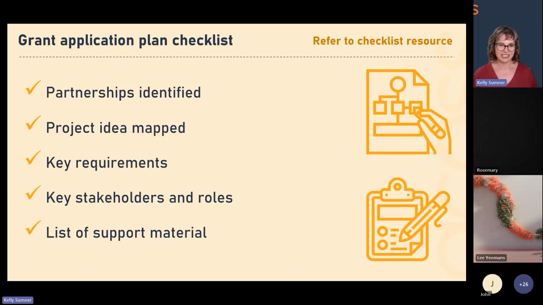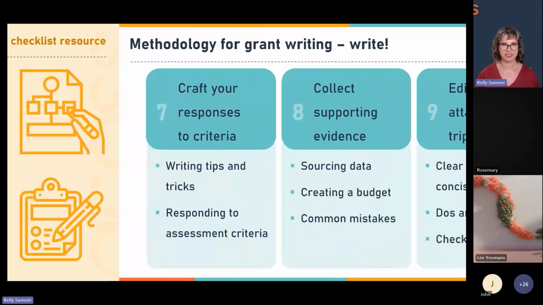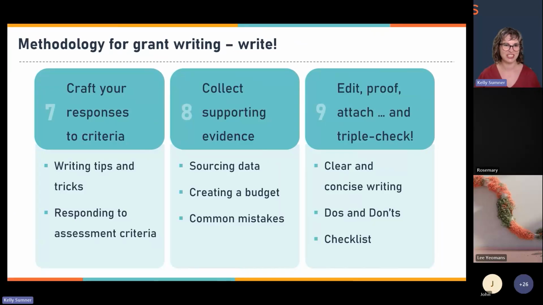All right, so let's get into actually writing your responses to criteria. Now, both the tricky thing and the useful thing in grant applications is there will be very specific questions that you have to answer. So we're going to give you some tips for breaking down the kinds of questions that you're likely to come across and then making sure that you're covering every aspect of them in your responses. We're going to talk through the kinds of supporting evidence that you're likely to need, how to put that together, and some really common mistakes to avoid.